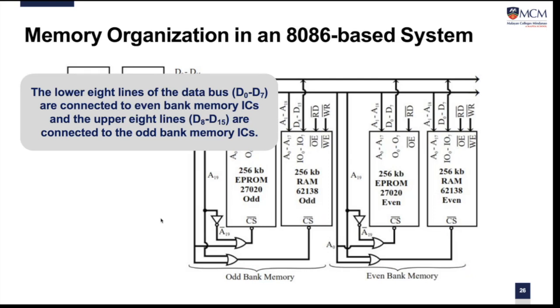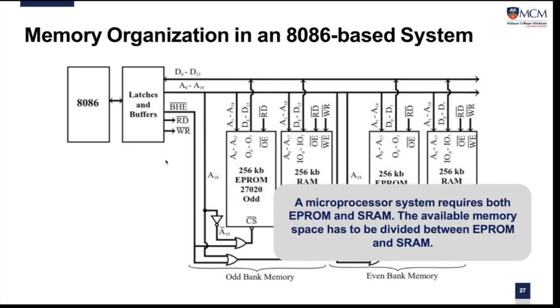So in addition to what I have mentioned earlier about memory organization in an 8086-based system, we have the lower 8 lines of the data bus, which is from D0 to D7. Again, it's connected to even bank memory. The upper lines are connected to the odd bank memory ICs. So a microprocessor system requires both EEPROM and RAM. But in this case, we use the static RAM because static RAM is often used in small-scale 8086 systems because it is faster and it does not require refreshing.